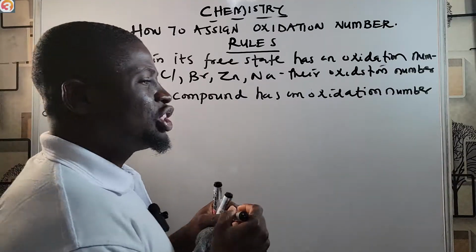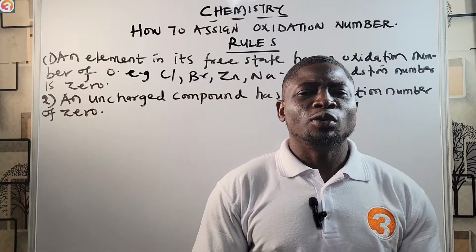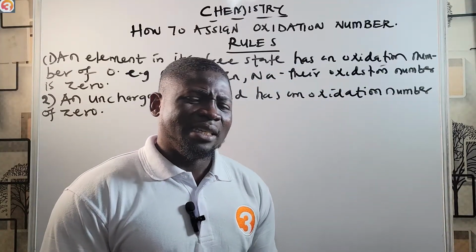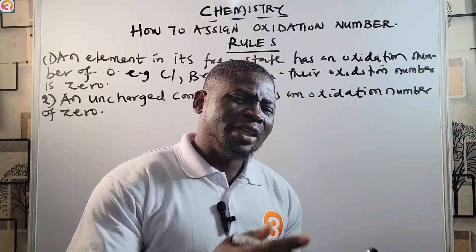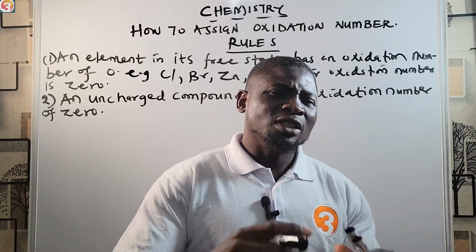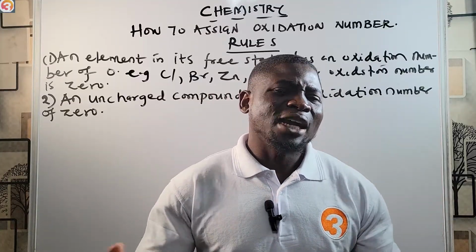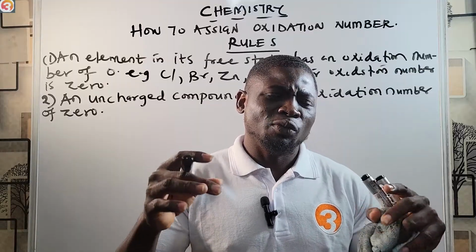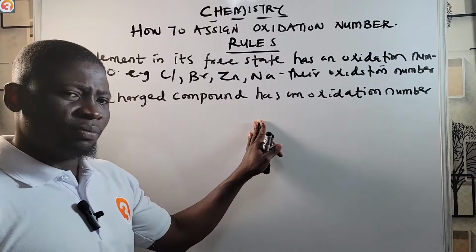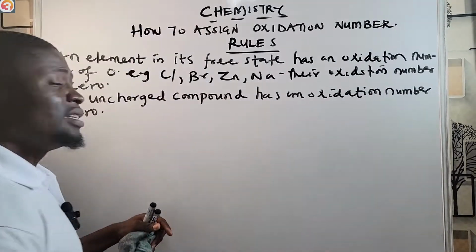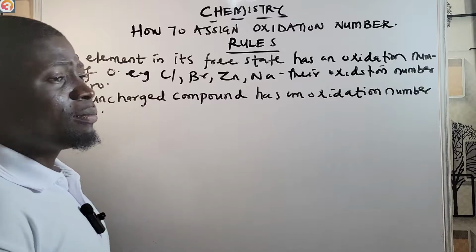All right, an uncharged compound, a compound that does not have a charge on it, has an oxidation number of 0. To explain this, they are trying to say that the sum of the oxidation number of each of the individual elements in a molecule of a compound is 0. When you add all the oxidation numbers together, they are going to give you 0. So that is what they're trying to talk about. So an uncharged compound has an oxidation number of 0. For example, maybe you see CO2 standing alone, you see HBr standing alone without any charge on it, the oxidation number is going to be 0.